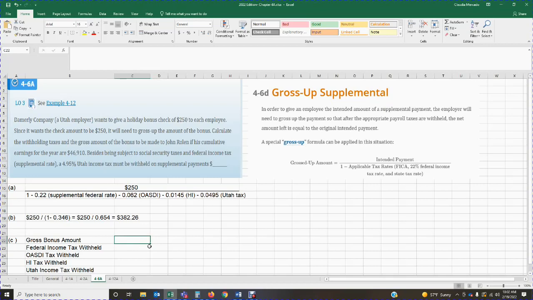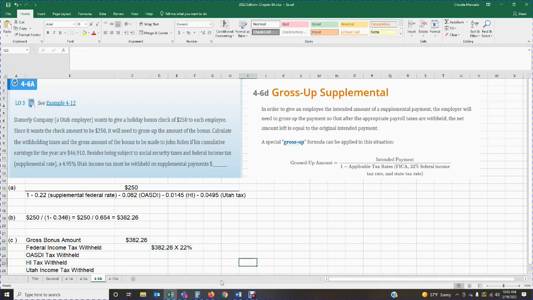Okay, so I've set down here a little template so we can check our work and make sure that dollar amount is correct. That's my gross up amount. My gross bonus amount, according to my calculations, is $382.26. For my federal income tax, I'm going to do the calculations on the side. It'll be $382.26, and when we're grossing up bonuses, my flat rate is 22%.